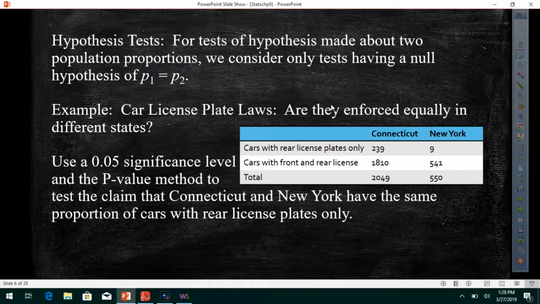Use a 0.05 significance level and the p-value method to test the claim that Connecticut and New York have the same proportion of cars with rear license plates only.